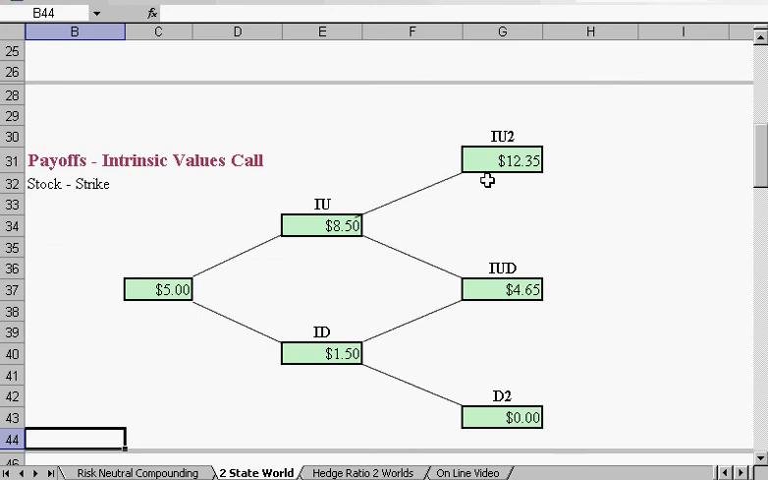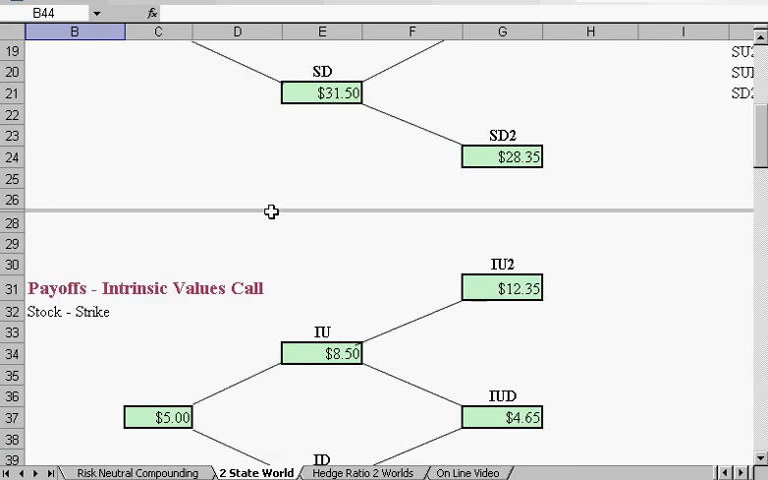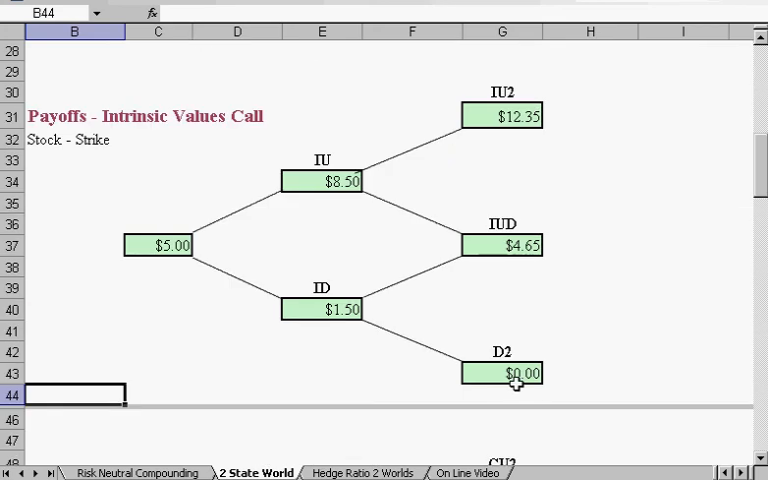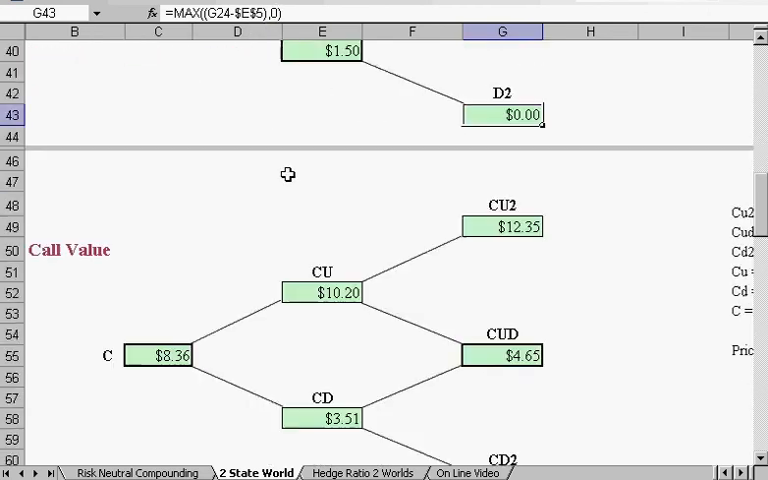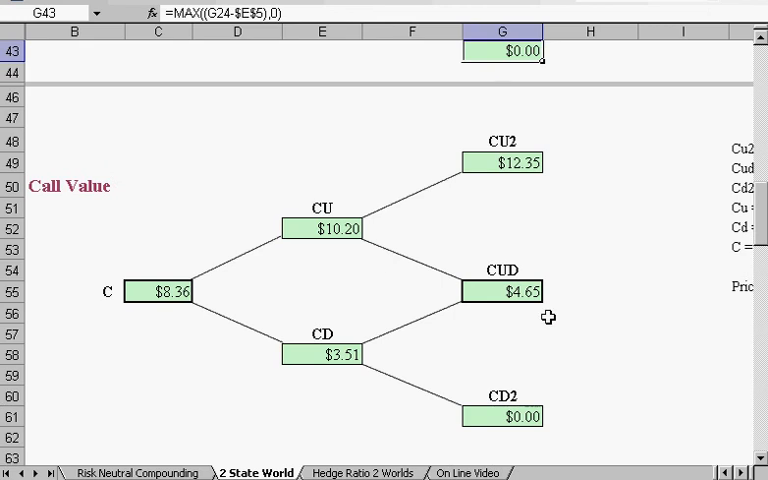Now we have our intrinsic value, which is the stock minus the strike price. We have $35 and a $30 strike, so we get 5, and so forth. Let's take a look at these last two. This one's $31.50 and $28.35. $28.35 is less than the strike price, so we have 0. We can't have less than 0. So we use the max function, which takes the highest number in the field. In this case, it'll be 0 because the other is less.